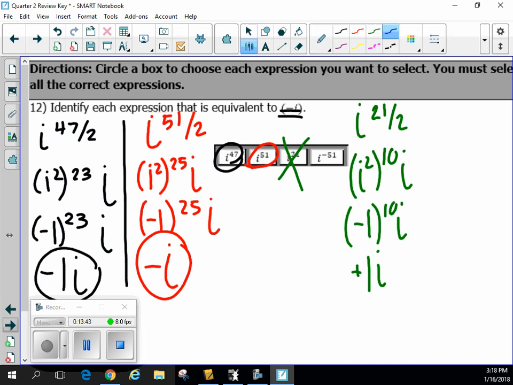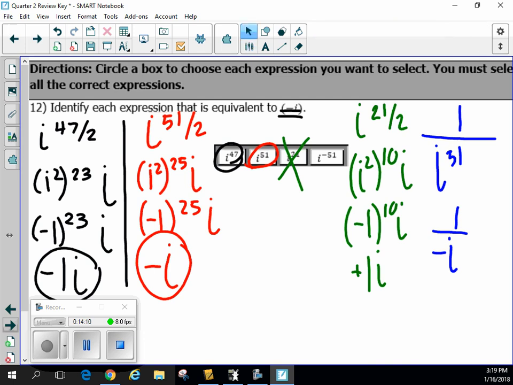And last but not least is i to the -51st power. So first things first, negative exponents move down to the denominator. So on the numerator 1, and then now it's positive on the bottom. We actually already did i to the 51st power, and we ended up getting -i. So know that we cannot have an i in the denominator, just like we can't have radicals in our denominator.